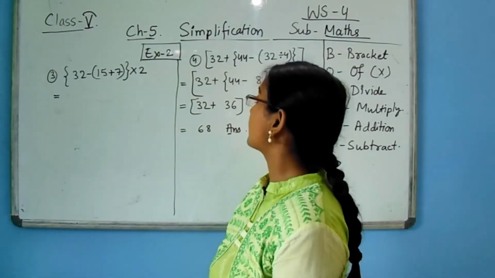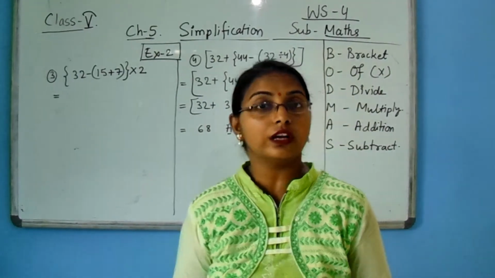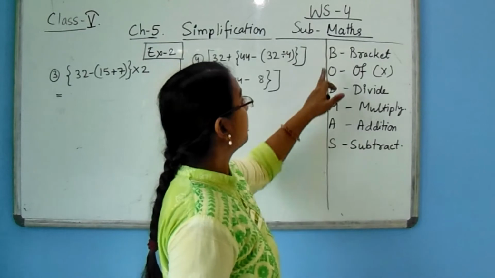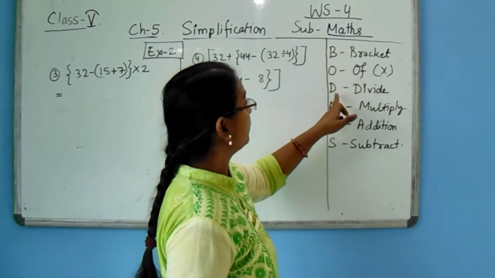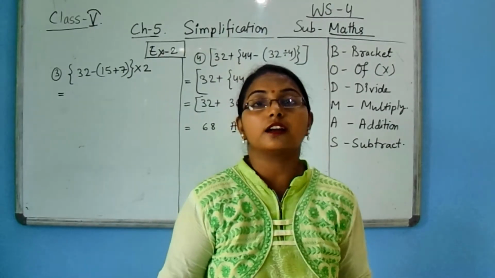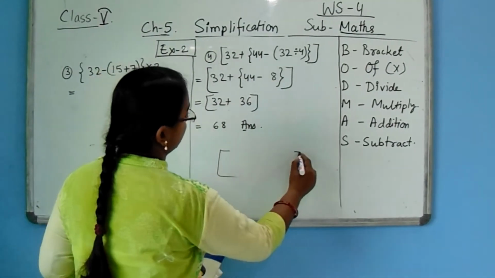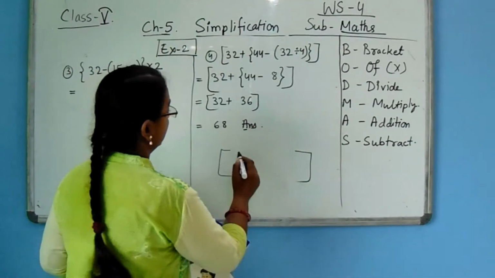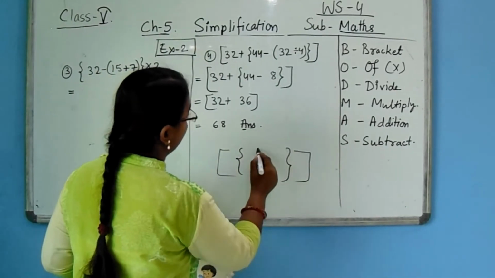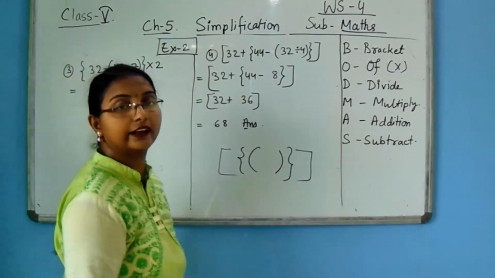In this exercise 2, you will read the same rule according to BODMAS: bracket, of, divide, multiply, addition and subtraction. Bracket here includes 3 types of brackets: the big bracket, the middle bracket, and the last one, the short, rounded bracket.